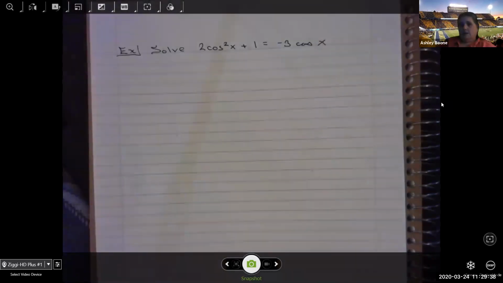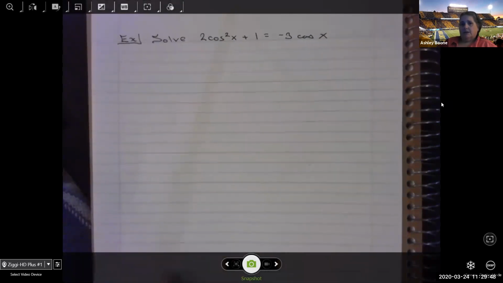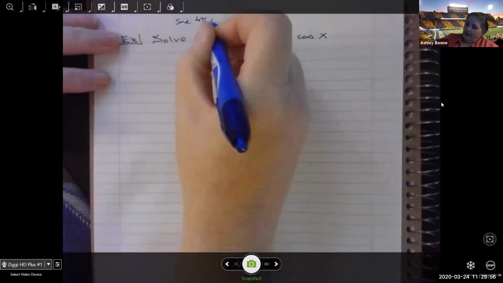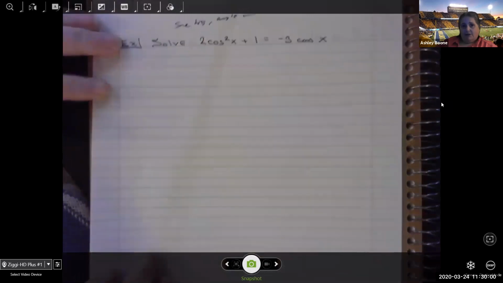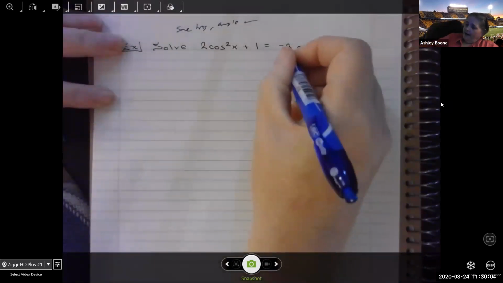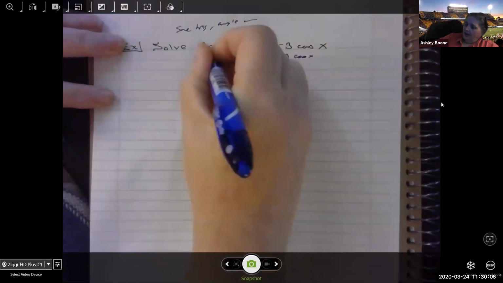Okay? Let's look at this one. This one's going to take a little bit of work. Solve 2 cosine squared x plus 1 equals negative 3 cosine x. Well, let's look at this. We do all have cosine involved, so we have the same trig function, an angle. That's good. So let's see if factoring can help us here. I could get 0 on one side by adding 3 cosine x to both sides.